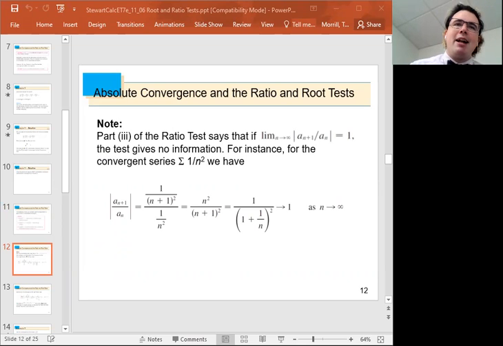So as an example of that, let's look at the series 1 on n squared, which we already know converges. If I try the ratio test here, my ratio of consecutive terms after I do my division of fractions looks like n squared on (n plus 1) squared. And that just goes to 1 as n goes to infinity. So the ratio test has nothing to say about the convergence of this series, even though we already know that series converges. So this test does not handle all kinds of convergence.